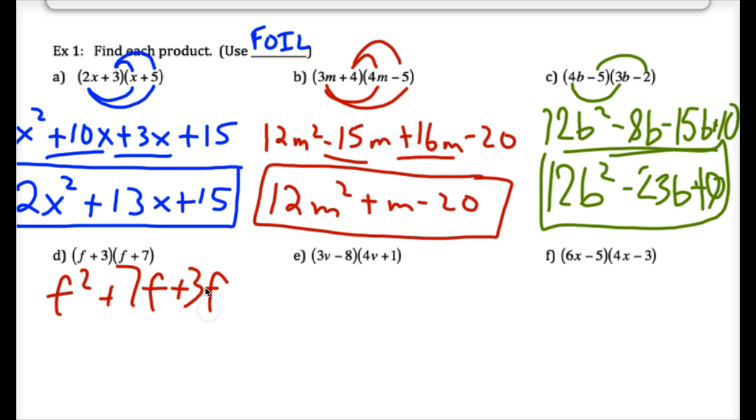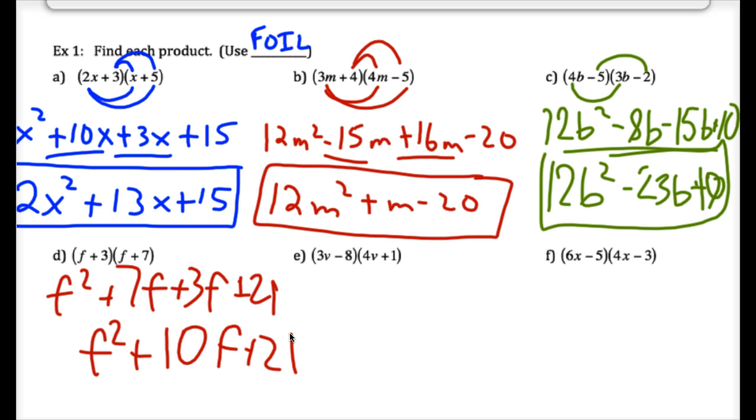Plus 3f, and then the last. Is it like PEMDAS? So the order to do it, plus 21, right? Because with multiplication and addition, the order doesn't matter. It's just when you do it this way.